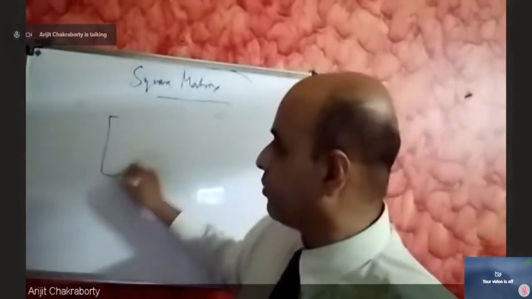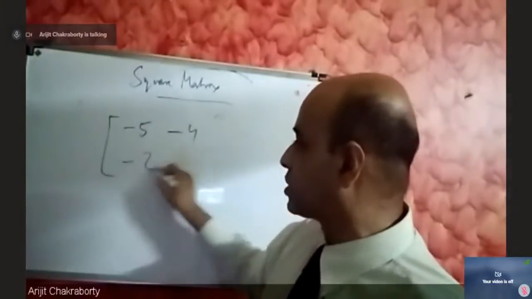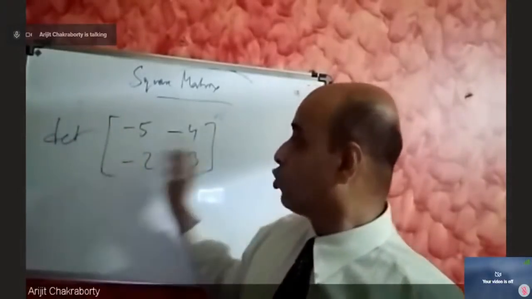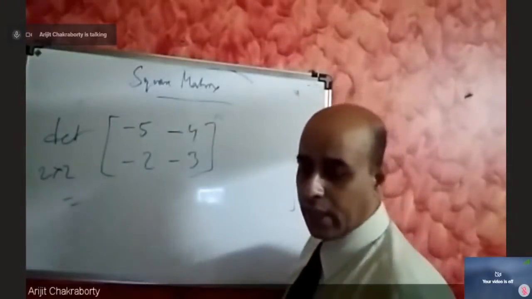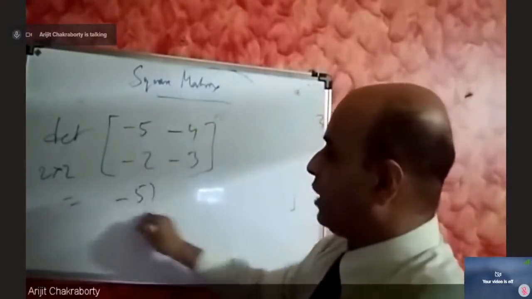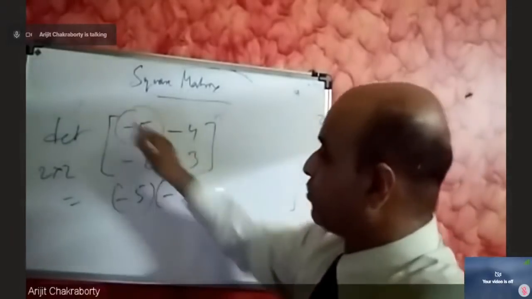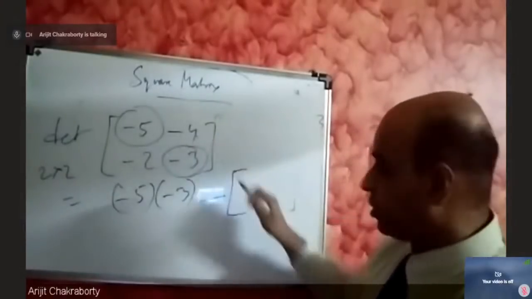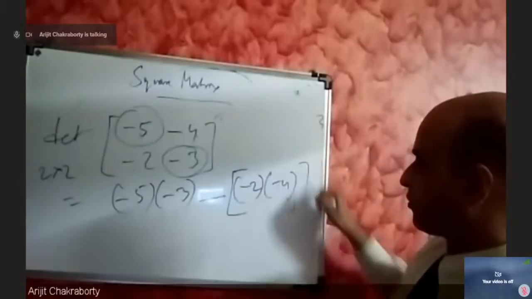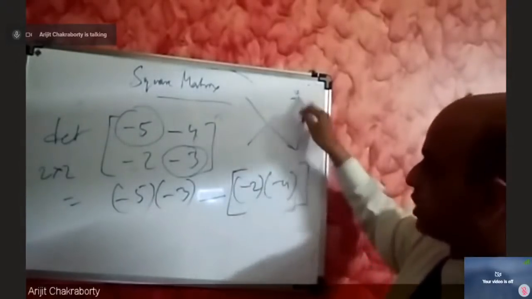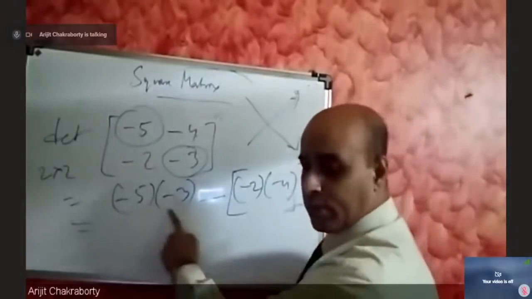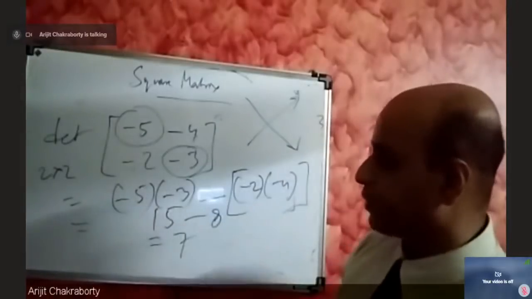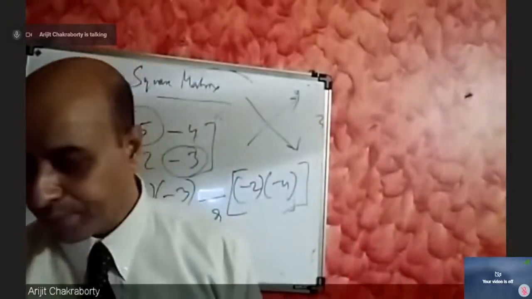Now let us take the matrix minus 5, minus 4, minus 2, minus 3. We will find out the determinant of this square matrix. It is a 2 by 2 matrix. So you can easily understand the determinant will be minus 5 into minus 3, minus minus 2 into minus 4. You go this way first and then this way. So minus 5 into minus 3 is 15, minus 4 into 2 is 8, so you get 7. So this is the determinant of a square matrix.